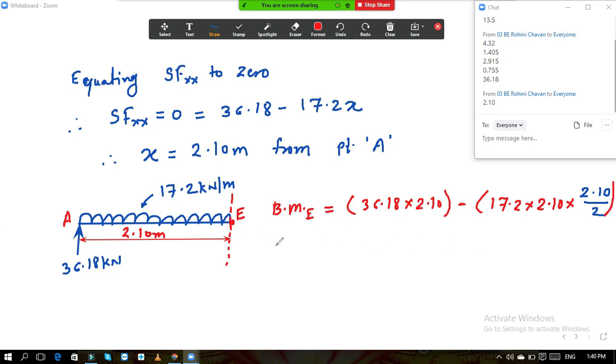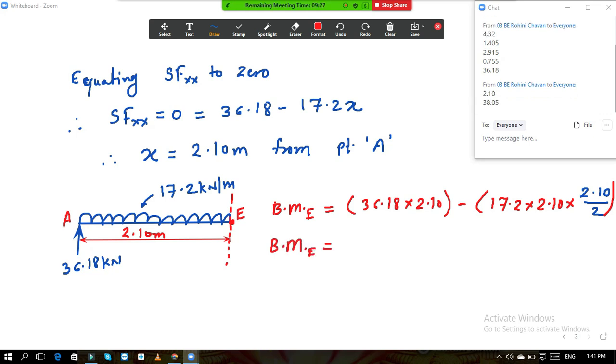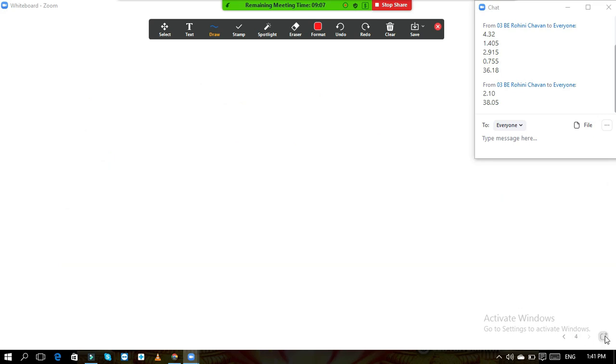If you solve this equation, you will get the maximum bending moment: 38.05 kilonewton meter. So these are the calculations for flight AB and CD. Now similarly, we will do the calculation for flight BC.